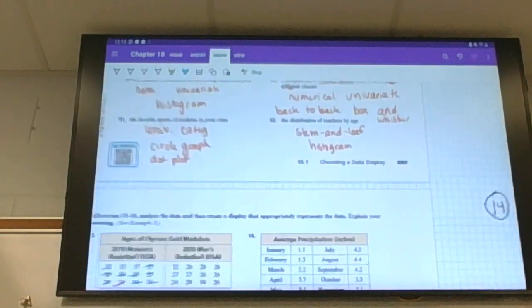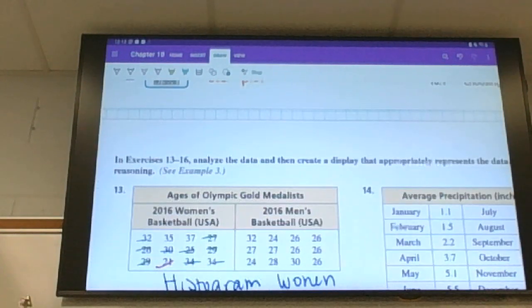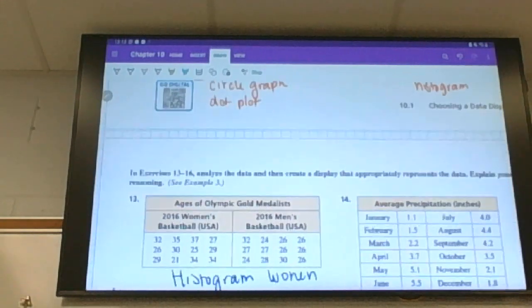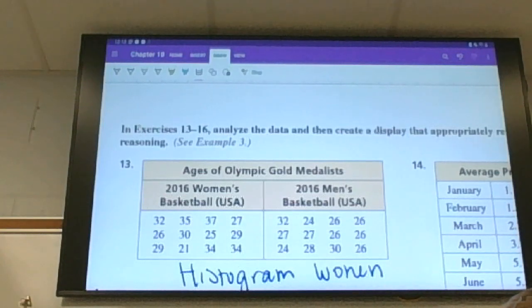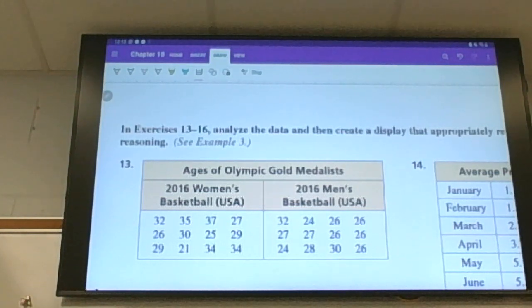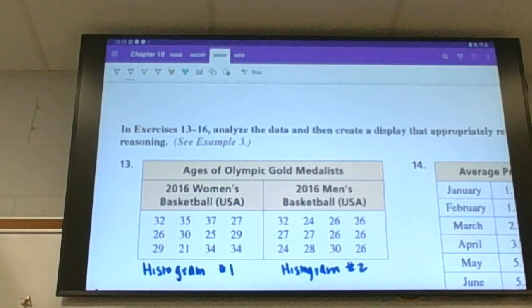Let's look at 13. On 13, you can display the women in one histogram and the men in another histogram. Two classes makes it bivariate. I will not tell you that while you're taking that test. You should have written it down though when you were here going over it.